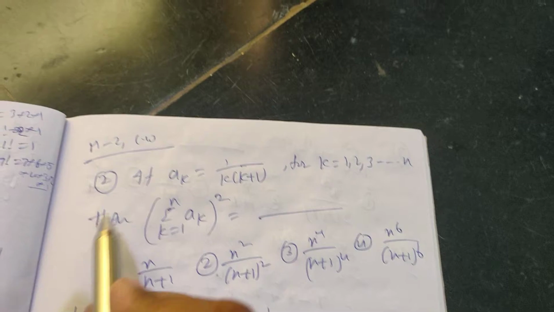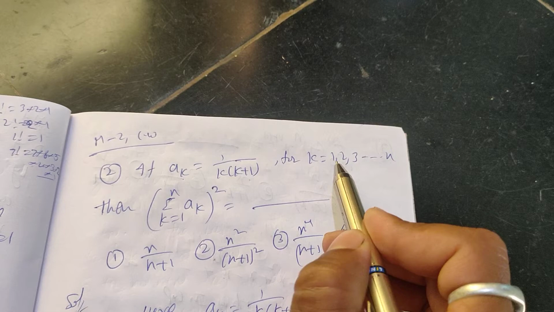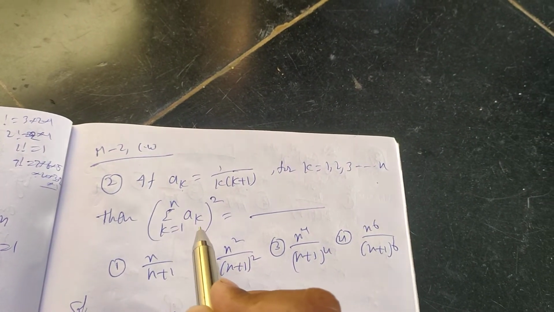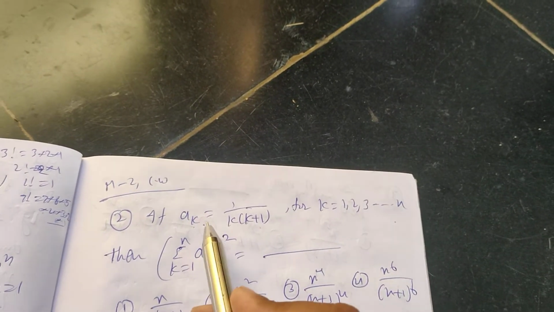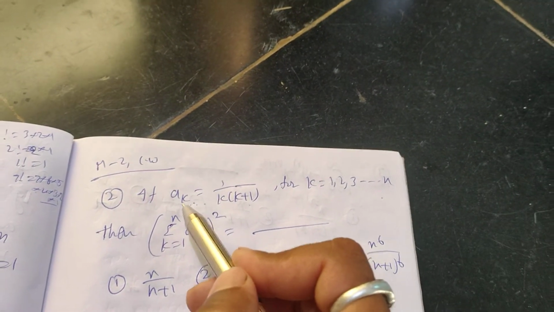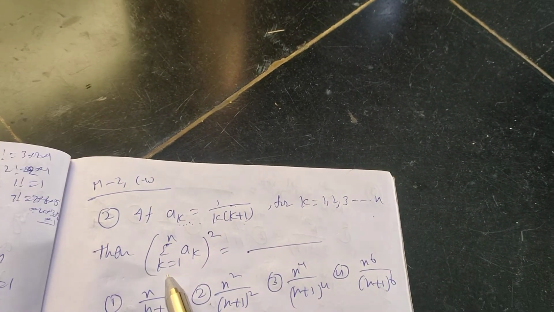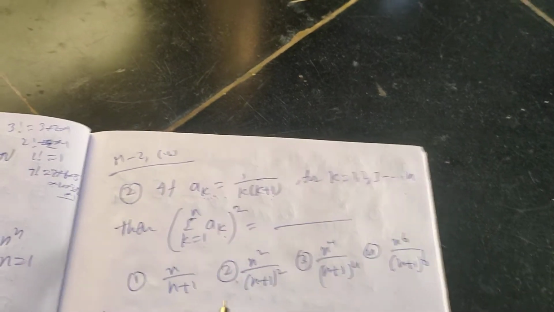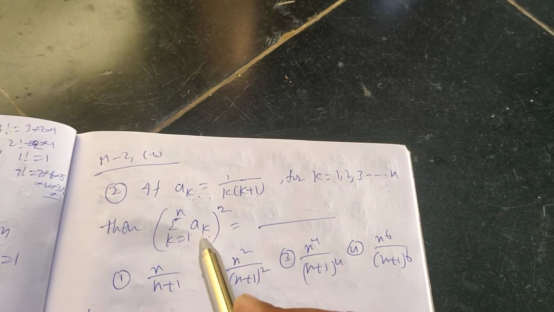So next question. If a_k is equal to 1 by k into (k plus 1) for k is equal to 1, 2, 3 and so on up to n, then sigma k is equal to 1 to n of a_k whole square is equal to, is asking. Here a_k means kth term or nth term, whatever they may give. If in the place of k they give a_n is equal to 1 by n into (n plus 1), then they will ask sigma n is equal to 1 to n. No problem. Okay, so here sigma means expansion, summation.